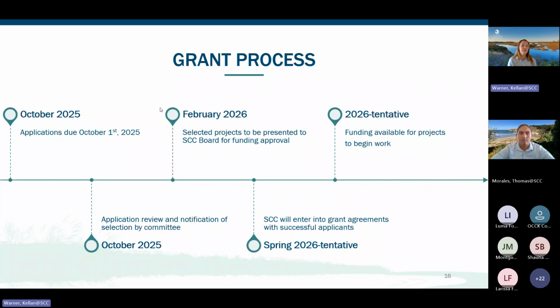Following board approval, if we get approved, the Conservancy will enter into grant agreements and develop work programs with successful applicants in the spring, summer of 2026. And then it's anticipated that funding will become available to grantees in May of 2026, at which point the project can begin. Again, still a little tentative.